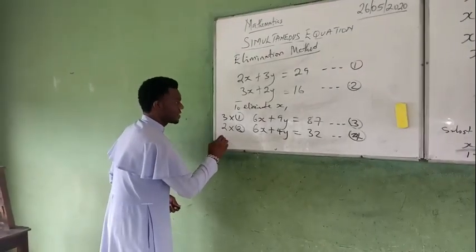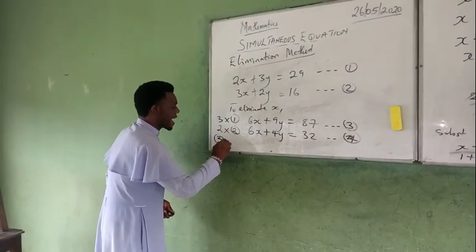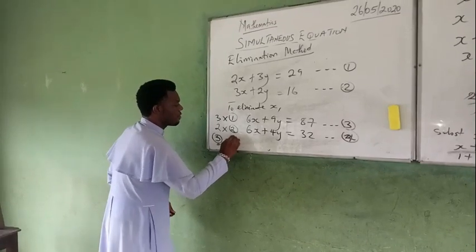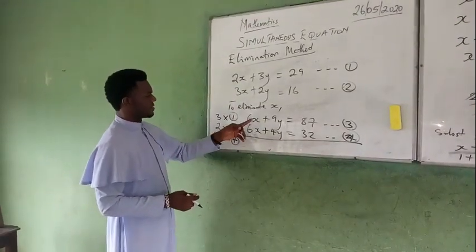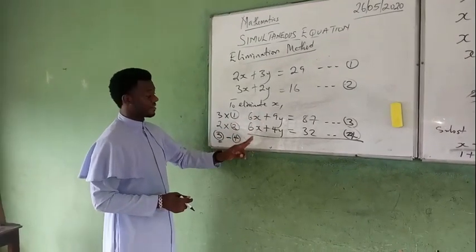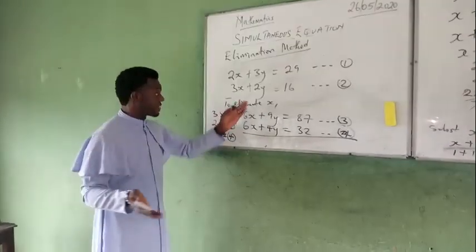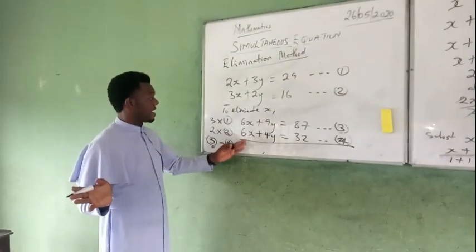So what do we say? We say 3, equation 3 minus equation 4. Equation 3 minus equation 4. So that means 6x minus 6x, we have 0. So we have cancelled down this x.